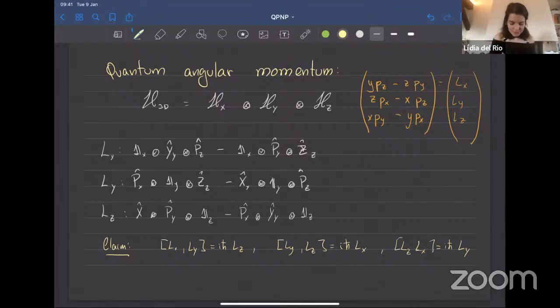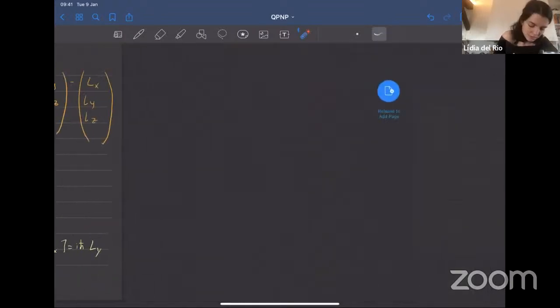If this is true, then we can define L squared, L plus, L minus, and so on from these operators, even without looking at their explicit forms in terms of X and P. So we're going to prove this now first, and then we move on. We're going to prove it for the first one, and then the other two are exactly the same. So let's do it.